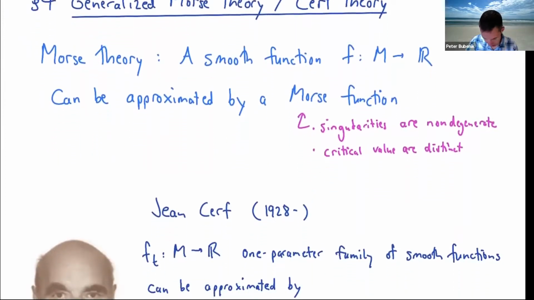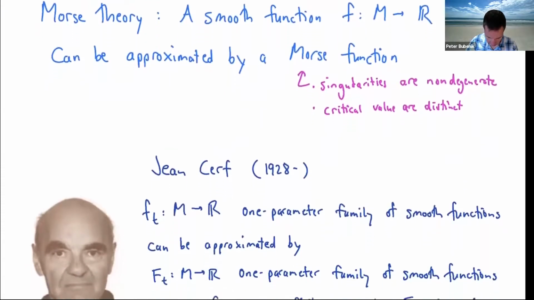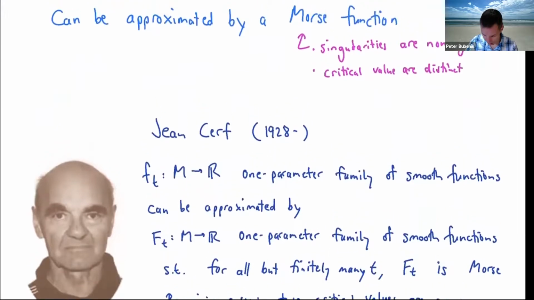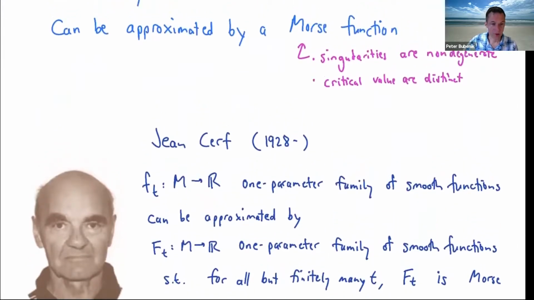Also classical theory, but maybe less well-known, was developed by Jean Cerf. He was a student of Henri Cartan, and he extended this result of Morse theory to one-parameter families of smooth functions. Now, the initial dream you might have is that you can do the same thing and approximate a one-parameter family of smooth functions by a one-parameter family of Morse functions.